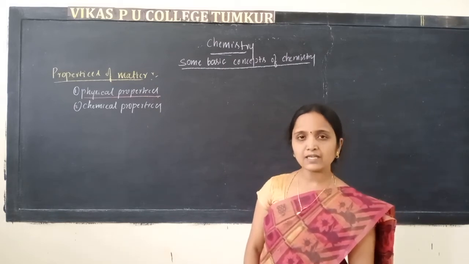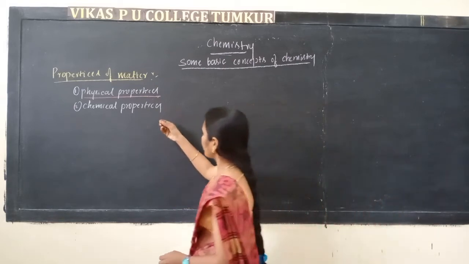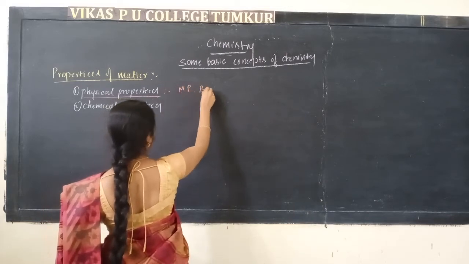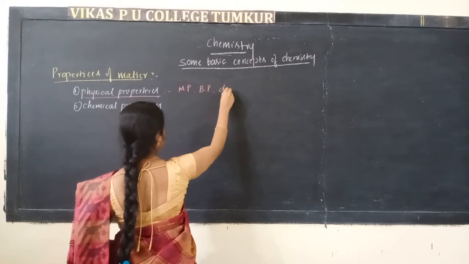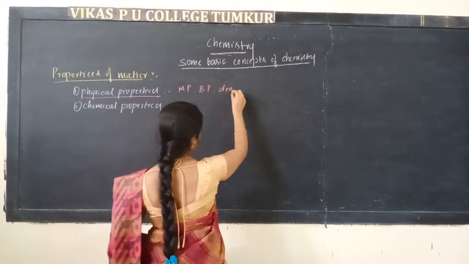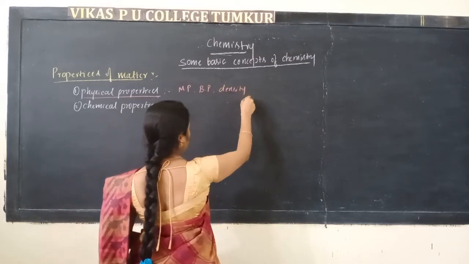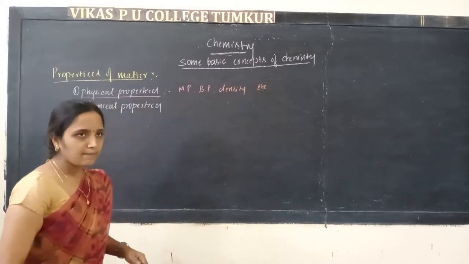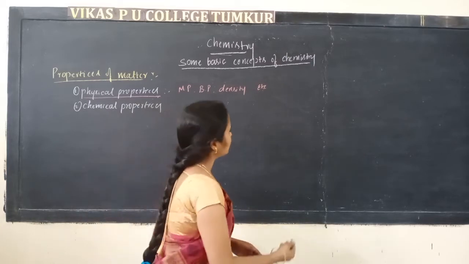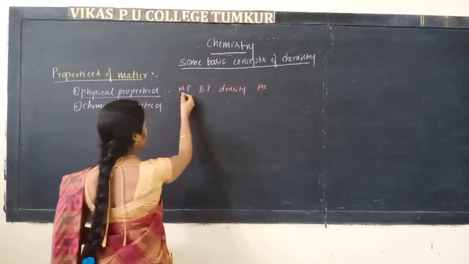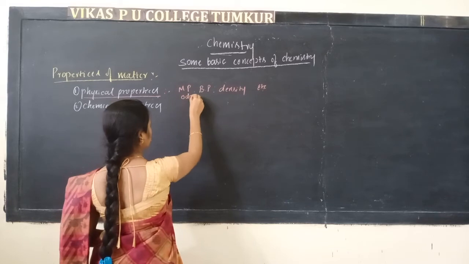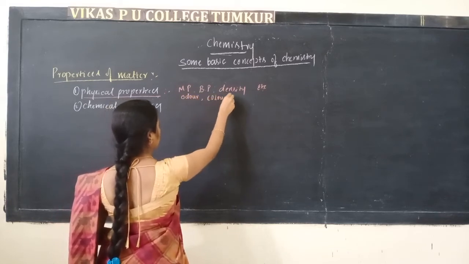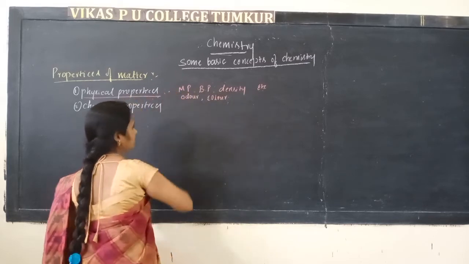Examples for the physical properties are the melting point, boiling point, density, etc. These are all physical properties. Melting point, boiling point, then some other simple properties, odor, then color. These all come under the physical properties.